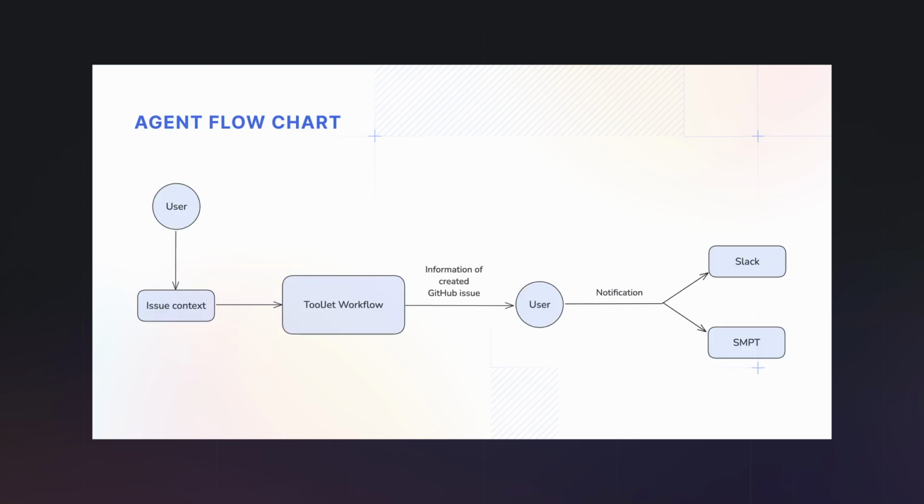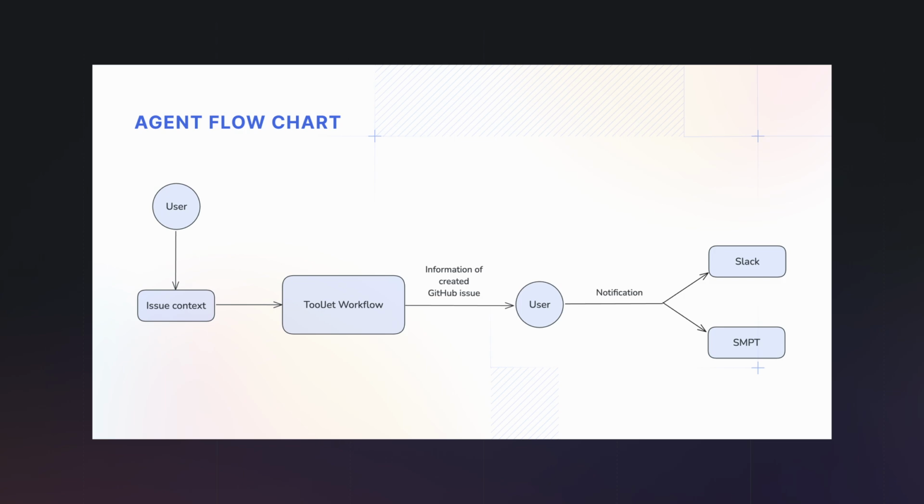So here is the quick flowchart of the agent that we are going to build today. The user will be inputting the context related to the issue inside of the chat component of ToolJet. As you can see in the flowchart, the user enters the issue context, and then the chat component will trigger the ToolJet workflow, where it will take the issue context to the agentic workflow pipeline, and this pipeline will create the issue for you.